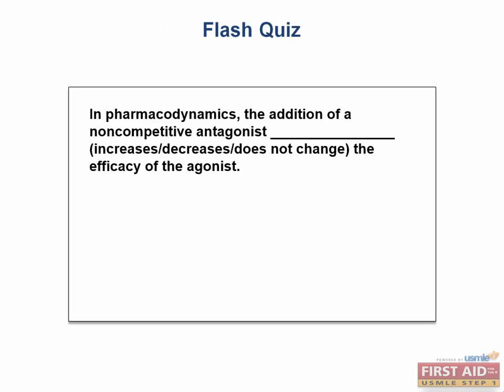Since this is such an important topic, let's make sure that you're paying attention. In pharmacodynamics, the addition of a non-competitive antagonist is going to do what to the efficacy of an agonist? Is it going to increase, decrease, or not change? So think you know it?